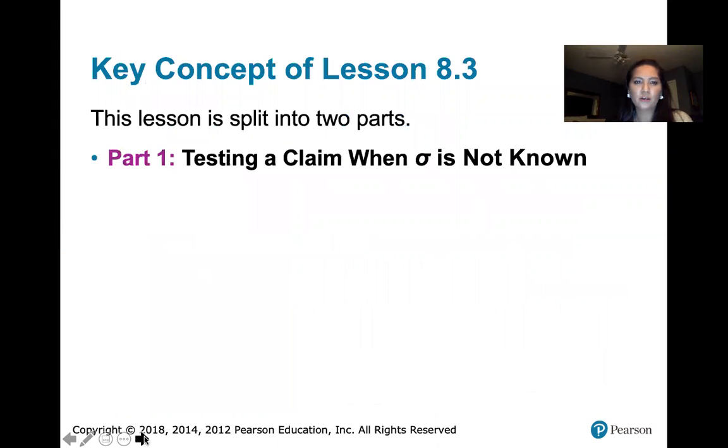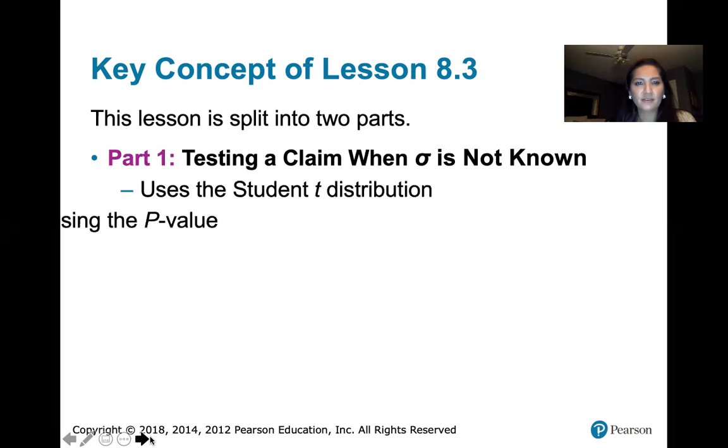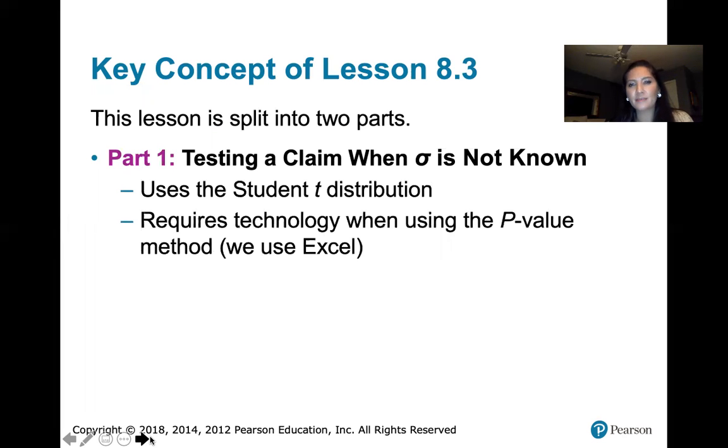In the first part, we're focused on testing a claim about a mean when the population standard deviation is not known. Now, this is what we're usually doing, because if we are testing a claim about a population mean, it's usually the case that the population standard deviation is not known. This will require us to use the student t-distribution, which we talked about in Chapter 7. And whenever we use the p-value method with a student t-distribution, we'll need to use technology in order to find those areas in the tails or those probabilities that are associated with our test statistic.